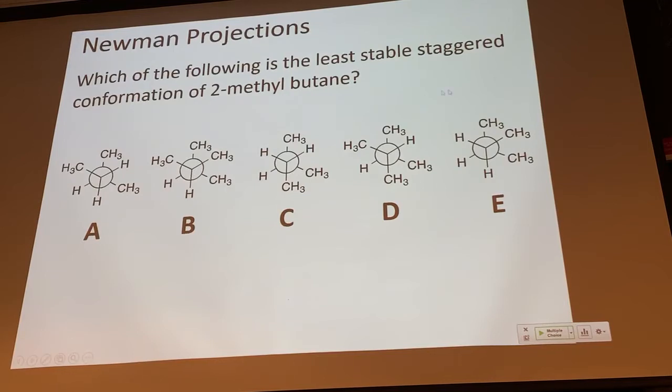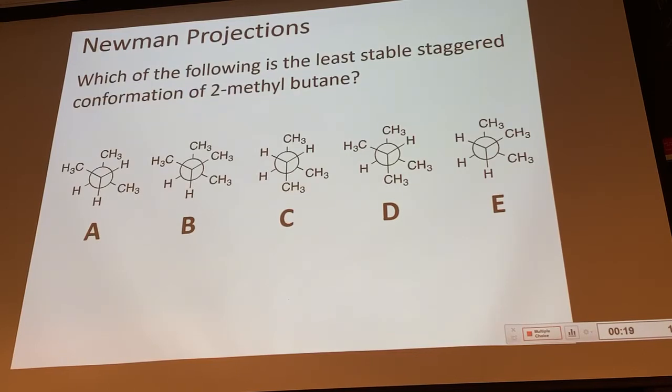So let's go ahead and get our clickers out and answer this question. Which of the following is the least stable staggered conformation of 2-methylbutane? Okay. We have 5 staggered conformations here. We're looking for the staggered conformation that's least stable or higher in energy.